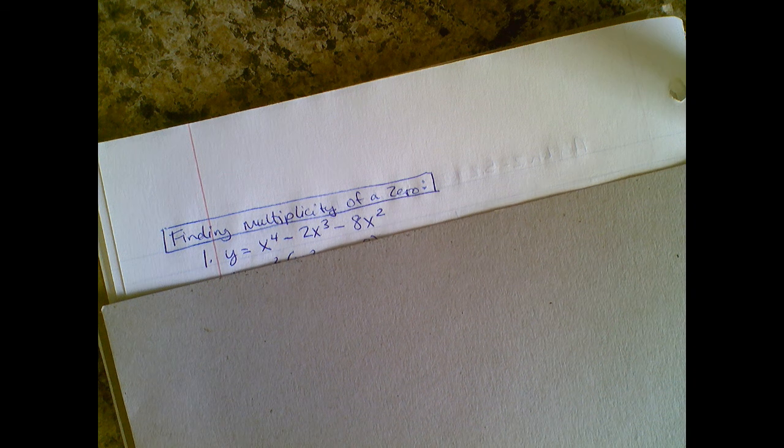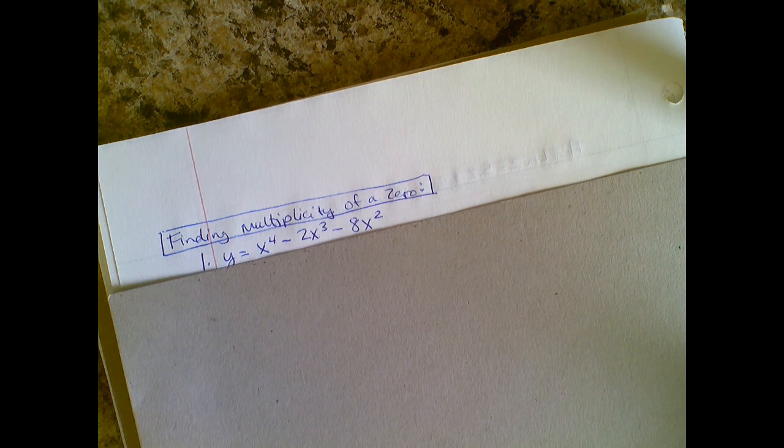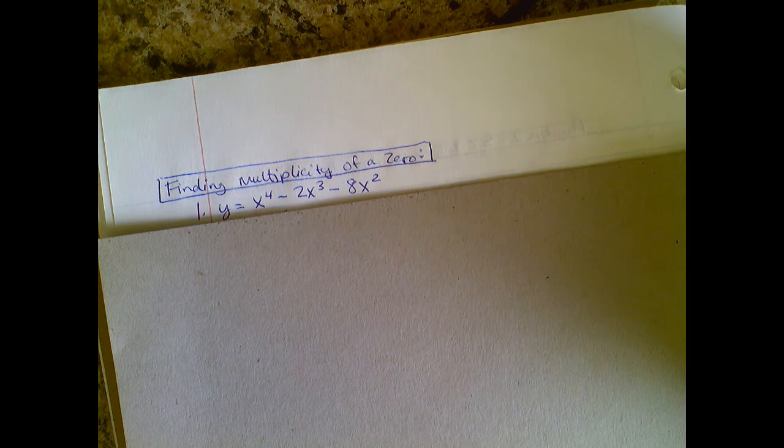Now the next type of example is saying find the multiplicities of the zeros. So we're going to take an additional step. Now this one is not factored, so we want to factor it first.